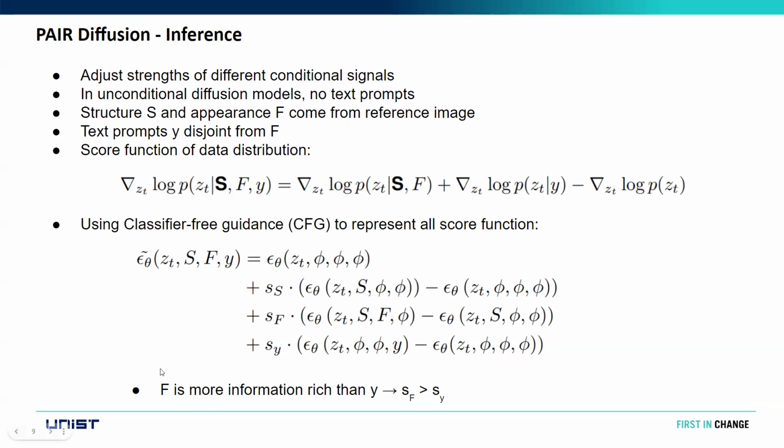For example, the appearance representation of the reference image will be more informative than a text prompt. So they usually set SF larger than SY. And the text prompts are disjoint and independent from the reference image.